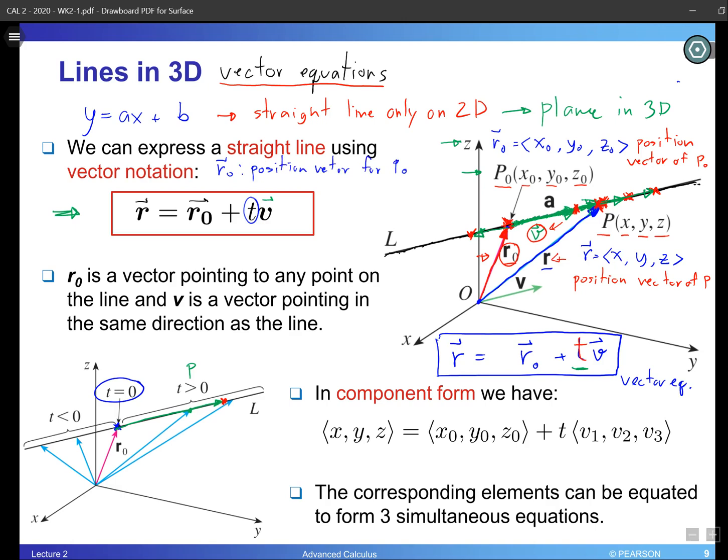Okay, now v is a vector in the direction of the line. Vector pointing in direction of line. Okay, and then in the end we have this vector r. Alright, this is the position vector of any point on the line. Position vector, any point on the line.